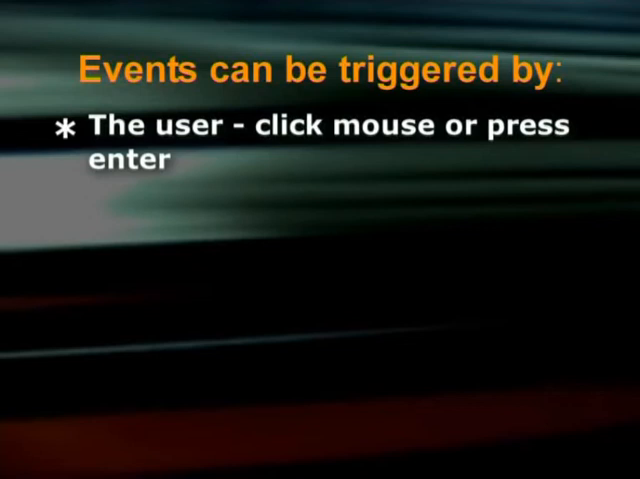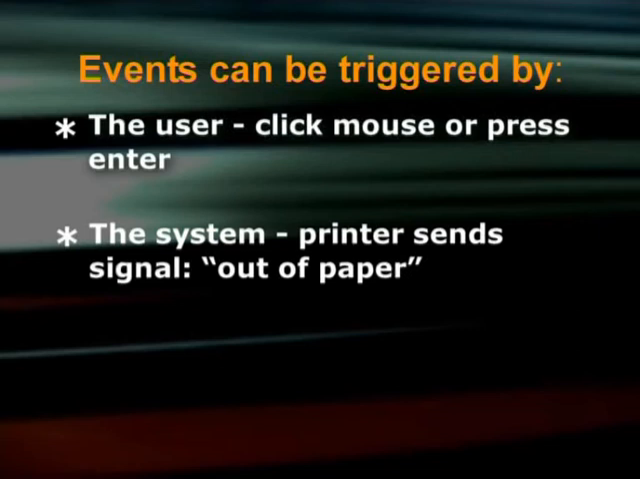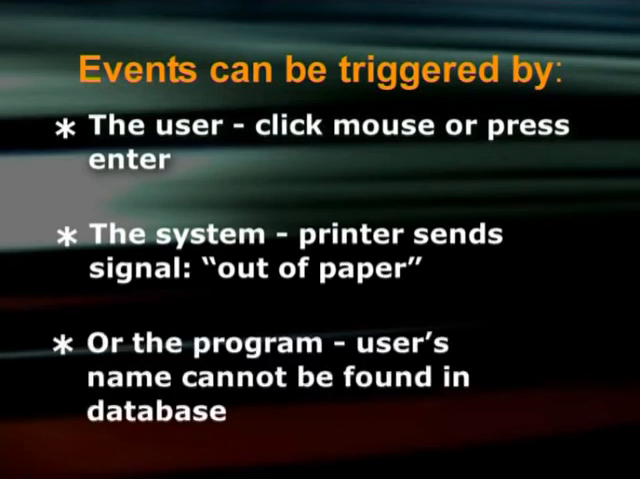What starts an event in a program? The user must select an option. How? By clicking the mouse or pressing the enter key. Good example. The user, if he clicks the mouse or presses enter. The system, like when a printer sends a signal that it's out of paper. Or by the program itself, like when the user's name cannot be found in the database.